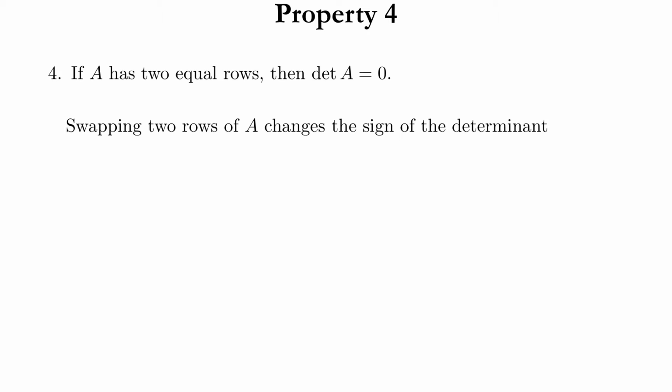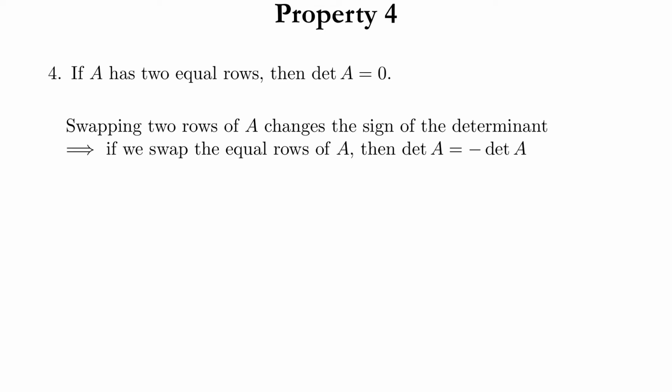Specifically, suppose that you swap 2 rows of A. That changes the sign of the determinant, as the second property tells us. Now let's suppose that you actually swap the equal rows. If you do that, then the determinant of A is equal to negative the determinant of A. The reason is because you swapped rows, so you have to take the negative sign of the determinant, but you swapped the equal rows, so the matrix did not change, so you still have the determinant of A. This, by default, leads us to one conclusion, that the determinant of A is equal to 0.